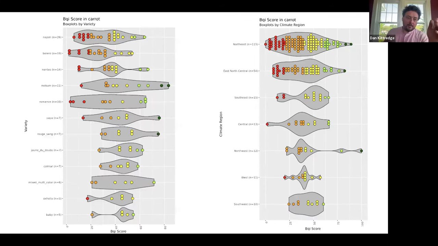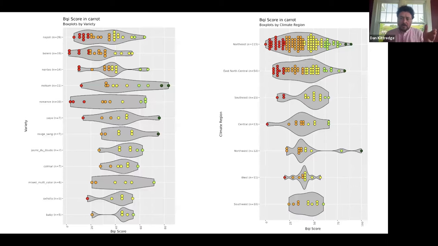So we'll look at Napoli on top. You can see a number of the samples are in the 0 to 20 range, somewhere in the 20 to 40, somewhere in the 40 to 60, and somewhere in the 60 to 80. Bolero, again, we have some that are quite poor right down there at the bottom, but then some reaching almost to the 60th percentile. With Nantes, again, some in the bottom 20 percentile, some in the 60 to 80 range. Mokum, we have some in the bottom 20th percentile and some in the 80 to 100 range.